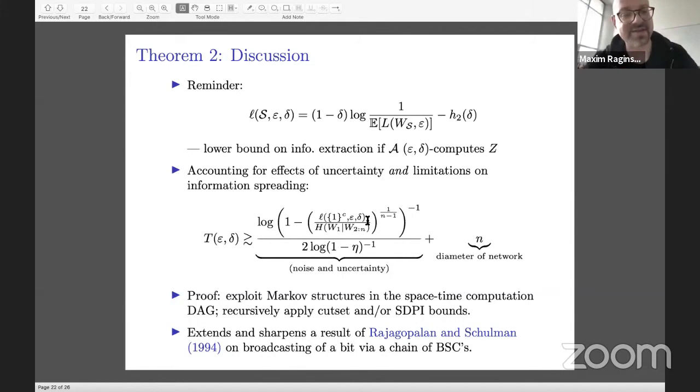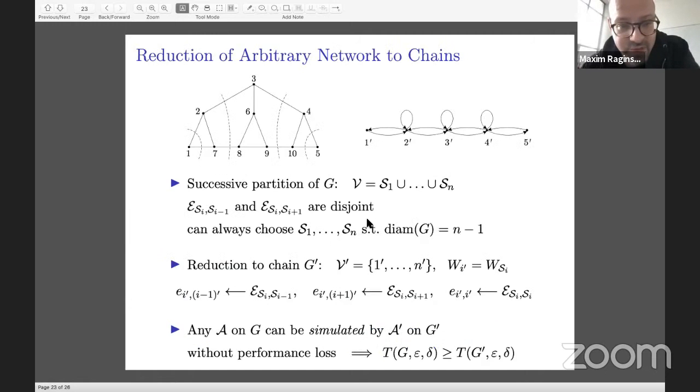And the proof, like I said, the idea is that even in this simple network, the relation between all the random variables exchanged during the protocol is fairly complicated. But because of the local structure of the graph, it has all sorts of conditional independence relations. And we simply exploit them, using a lot of Bayesian network reduction techniques, conditional independence relations and things like that, and then just recursively apply cutset and or SDPI bounds. One way to think about it is an extension of Rajagopalan and Schulman's result. They were interested in propagating a bit through a chain of binary symmetric channels. Recently, there was some work from Yuri Polyansky's group, I think at ISIT this summer, where they got much more refined bounds on this. But this theorem applies to a bidirected chain.